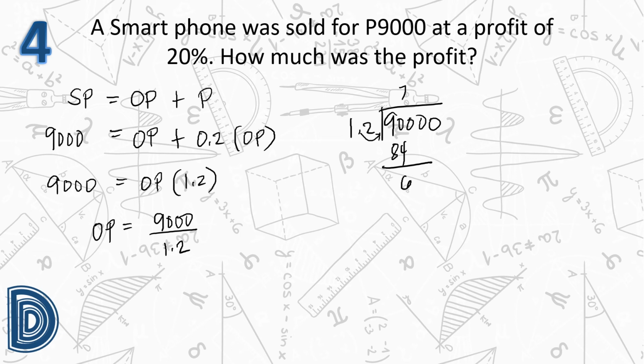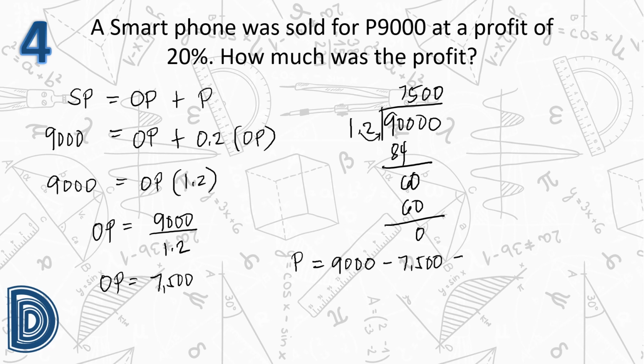Subtracting 90 minus 84 is 6. Bring down 0. 60 divided by 12 is 5. 5 times 12 is 60. 60 minus 60 is 0, so we bring down the remaining two zeros, and the original price is equal to 7,500 pesos. To get the profit, we subtract the selling price minus the original price. That will be 9,000 minus 7,500, and the profit is equal to 1,500 pesos.